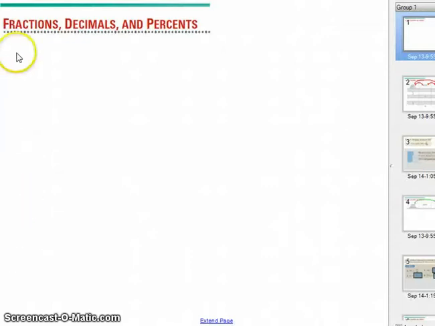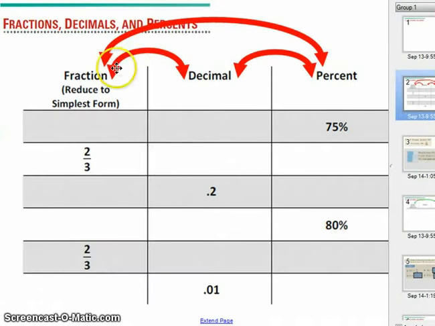Hello, Algebra 1. This lesson is all about fractions, decimals, and percents. I know this is a subject that you've studied before. You know that you can translate. You can turn a fraction into a percent. You can turn a fraction into a decimal. Likewise, you can turn a decimal into a fraction or a decimal into a percent.